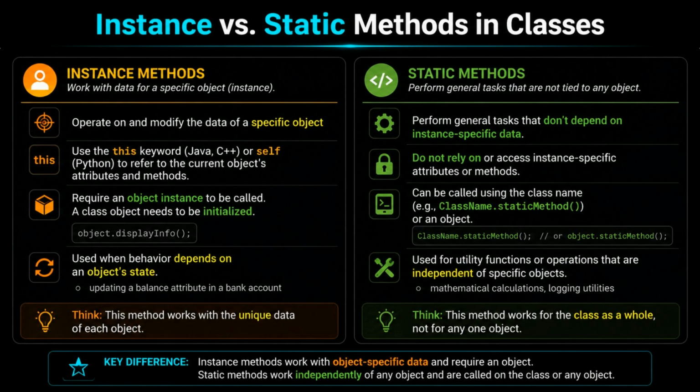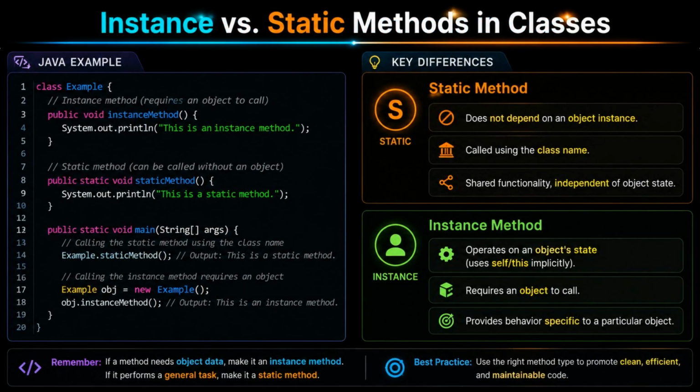Static methods instead handle general tasks that don't depend on any instance's data at all. Called through the class name itself, they're ideal for utility functions like mathematical calculations or logging that don't need any particular object to run. Here's instance versus static methods as actual Java code.